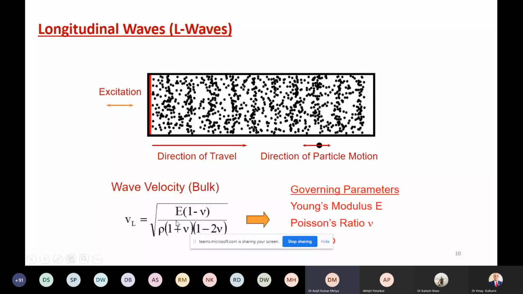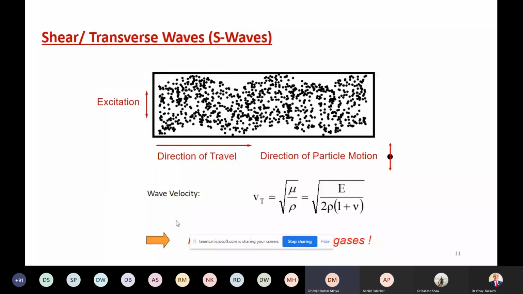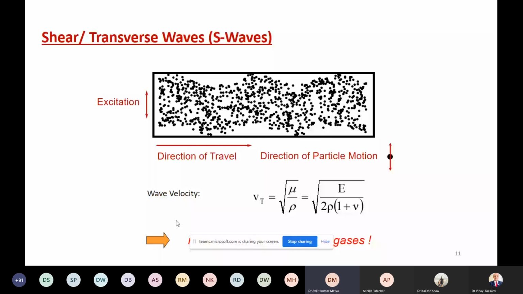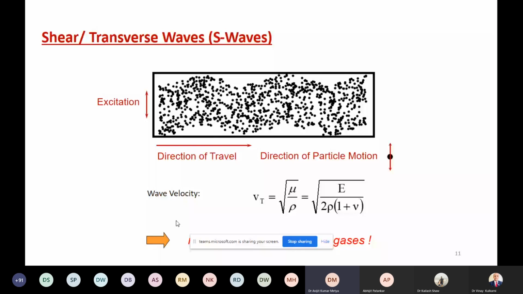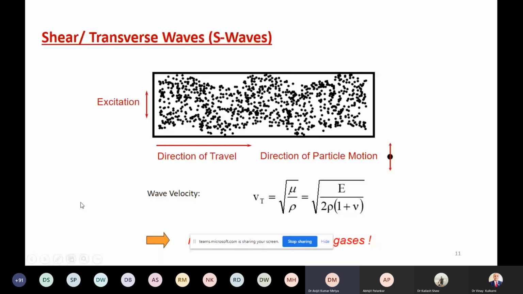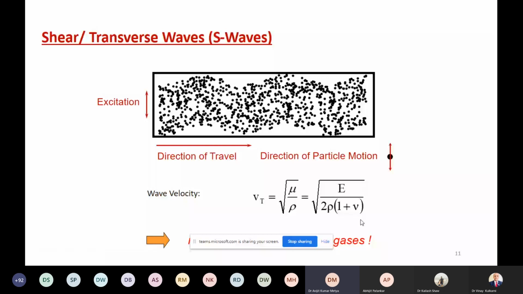Next come shear waves, in which particle motion and direction of travel are always perpendicular to each other. You can see from the image that the particle movement and direction of travel are perpendicular to each other. So there is definitely a shear stress acting on it. That's why this wave velocity is dependent on the shear modulus. This mu is the shear modulus, and it is related to the Young's modulus E like this. The important thing is that this wave cannot travel through fluids, that is liquids or gases, so it can travel only in solids.